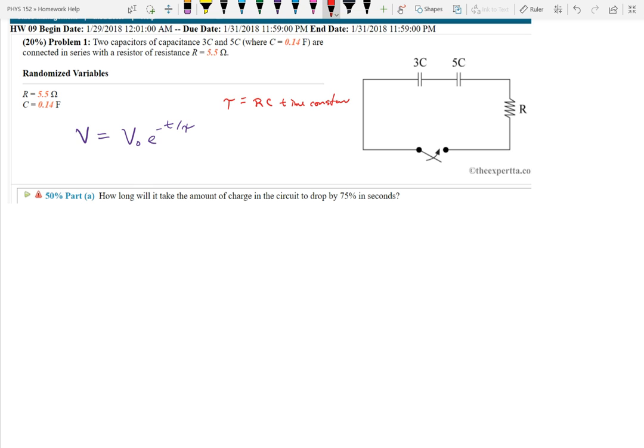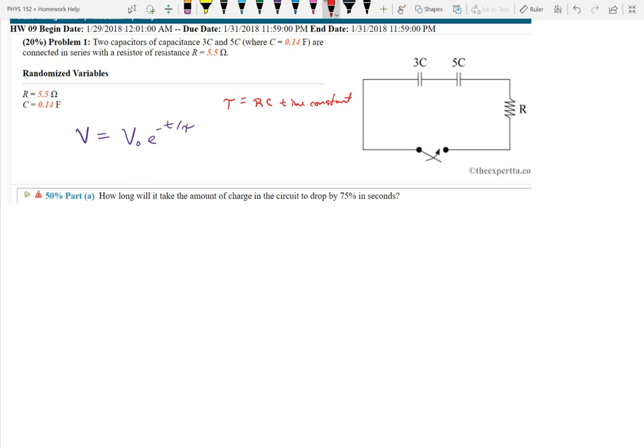Now, in this case, our C is a little more complicated because they gave us C, but C is not the value of the total capacitance. C is just something they're using to find the total capacitance. So we're going to need to find the RC time constant first.